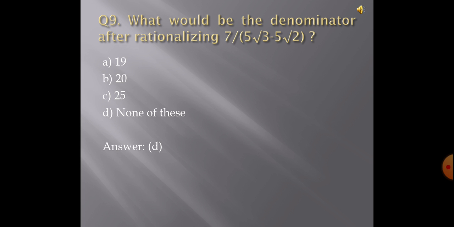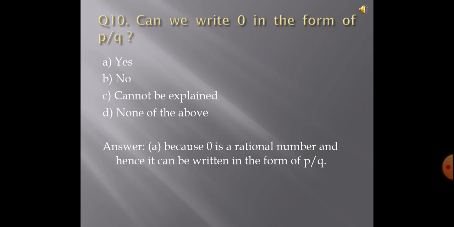Moving to the next question. Question number 10. Can we write 0 in the form of P by Q? It is also a very easy question, and I have added explanation in a few questions because I thought that those questions you might get stuck on, so that's why I've added the explanation in those questions with the answers. So if you are not able to do those questions, please watch my explanation which I have added below the options with the answer.